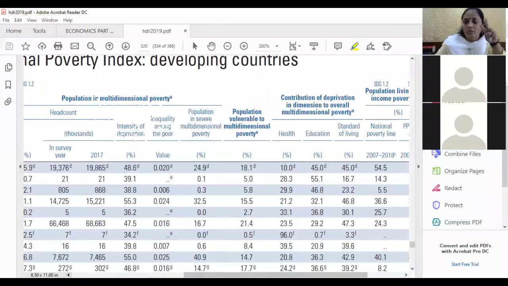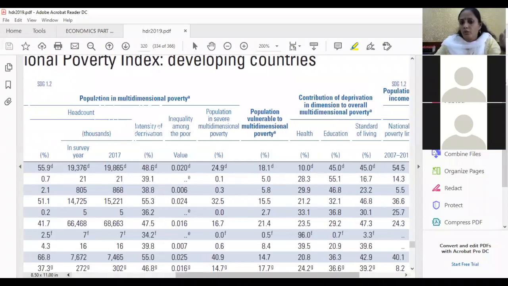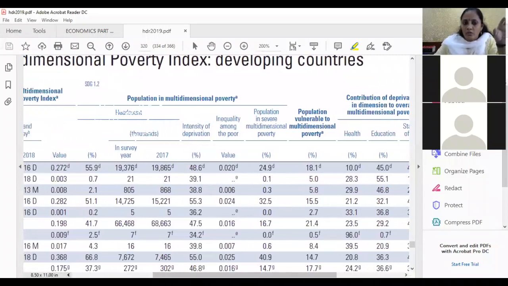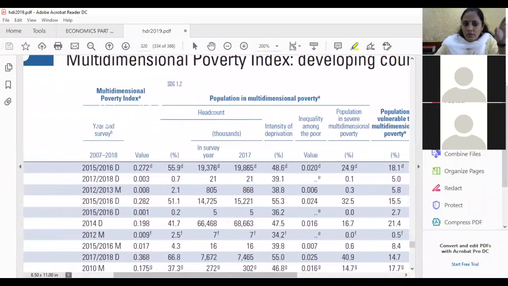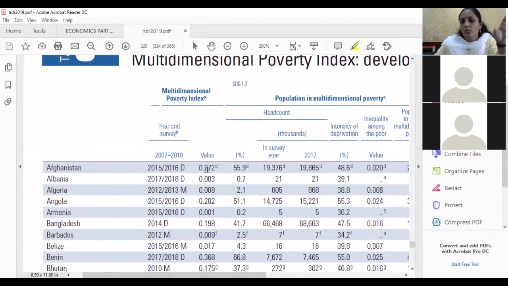Depending upon these indicators, we get two things: how many people are falling into poverty, which is the head count, and how far they are deprived of this particular facility, which is the intensity of the deprivation. Based on this, for multidimensional poverty, they have given an absolute number, but in terms of percentage, 55.9% of Afghanistan's people are in poverty. That's how you have to perceive this data.